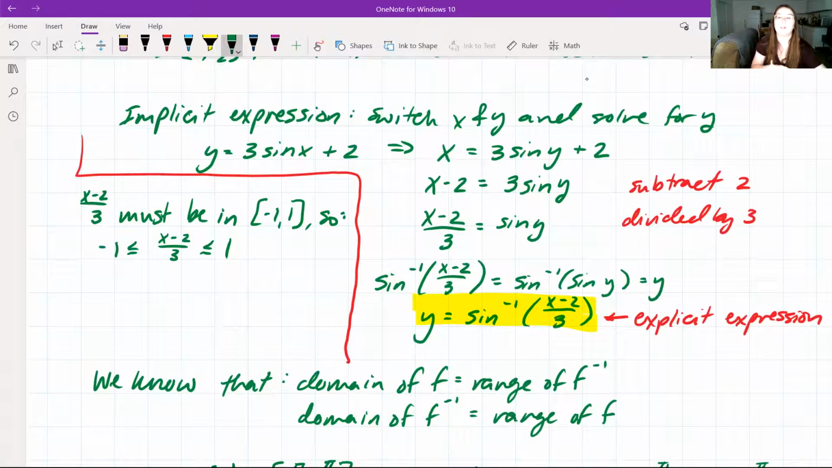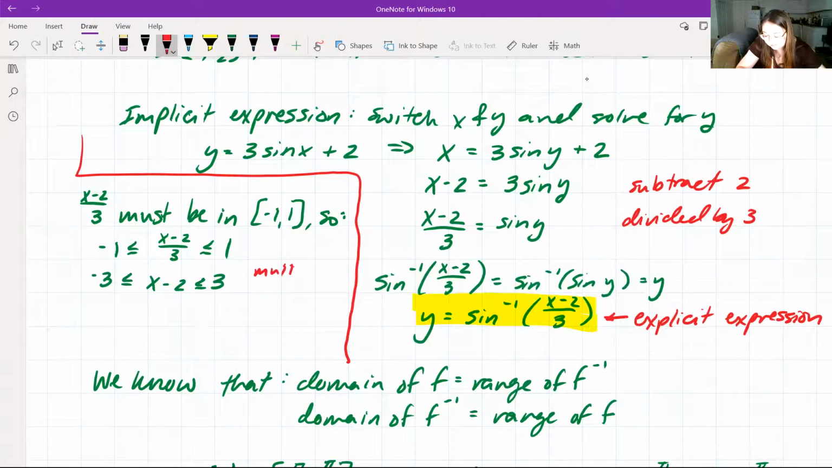And now we just want to solve for x. So we can multiply each side by 3 to get rid of the denominator of 3. If we do that, we end up getting -3 is less than or equal to x minus 2, which is less than or equal to 3.